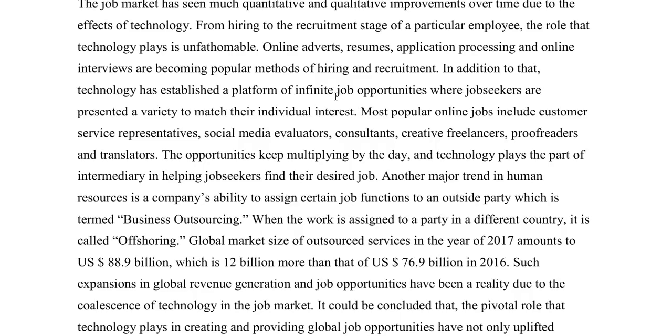See, there's a smooth transition. In addition to that, or you can say in addition, and place a comma there. A smooth transition into a new thought. That is, in addition to that, technology has established a platform of infinite job opportunities where job seekers are presented a variety to match their individual interest.